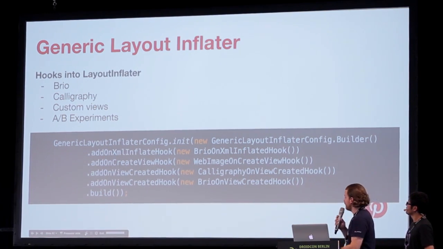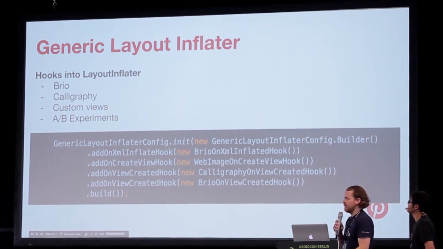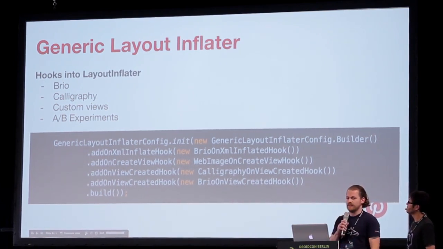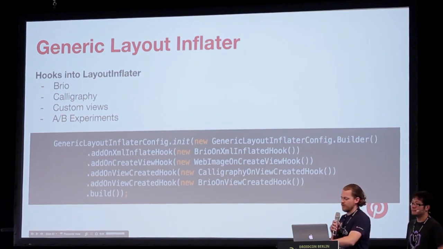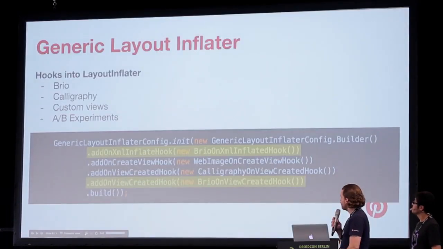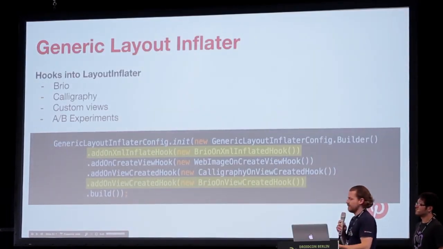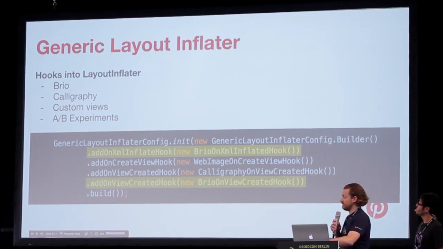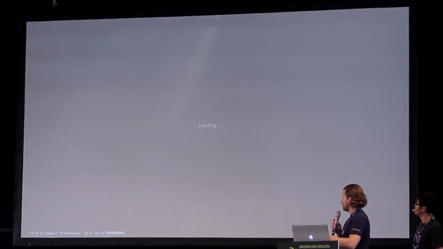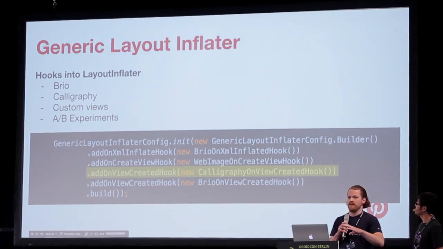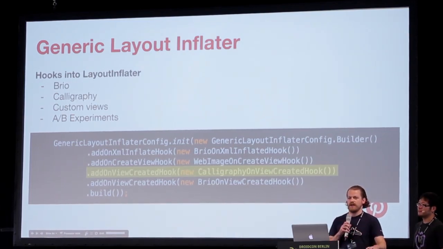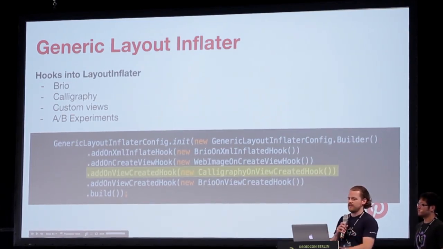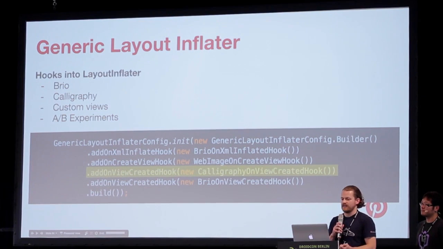So we ended up building a generic layout inflater that has hooks in specific places of the layout inflater. The ones we needed for Brio were both on the onViewCreated to extract the attributes, as well as to reapply them in the onXmlInflated. For Calligraphy, we wrapped their method that gets called from their own layout inflater in a little interface to also get just a call from when a view is created in order for them to apply or set the custom font.